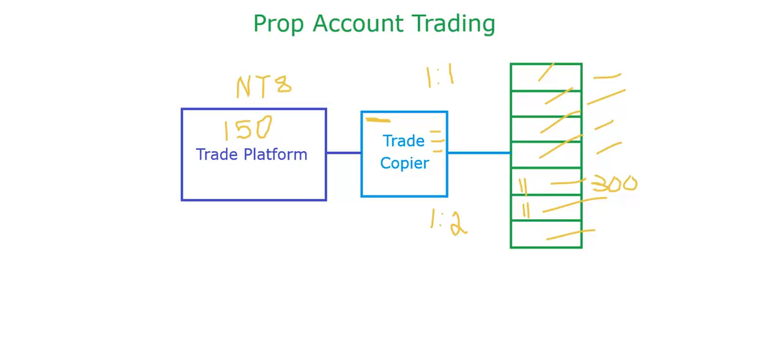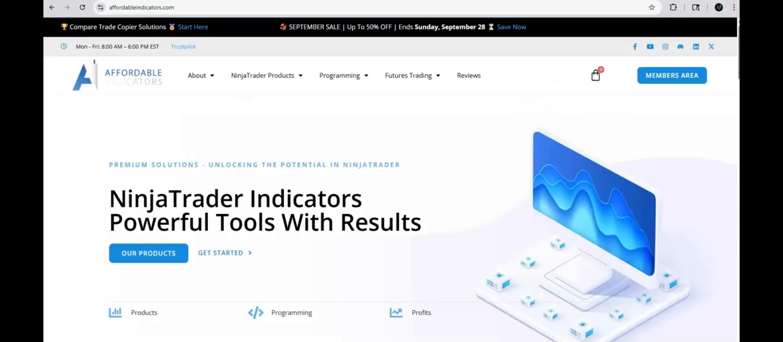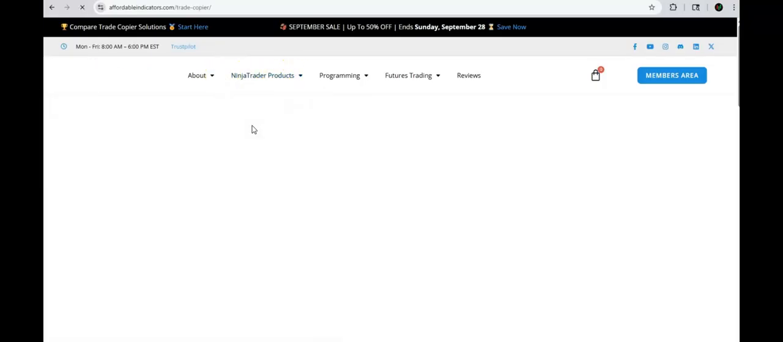Now let's go look at some trade copiers. Now here's one company, Affordable Indicators. I love this trade copier. I use it. If we go into products, we can see trade copier.